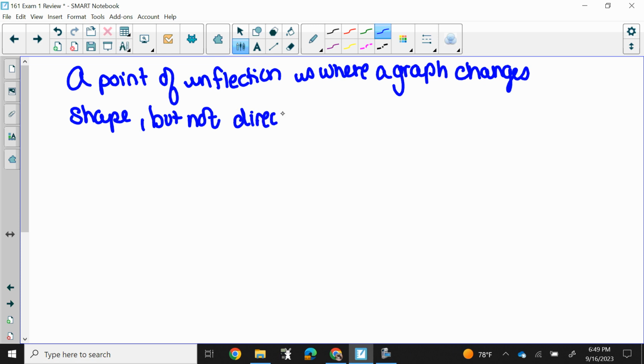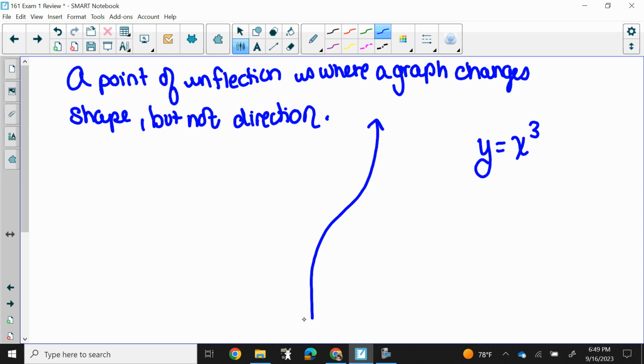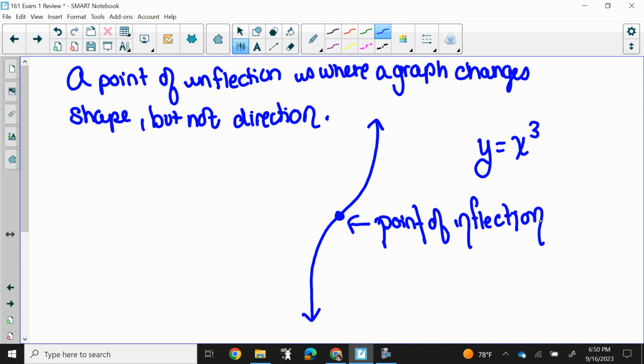Now, a perfect example of that is when you have y equals x cubed. When you go right to the origin of the graph, there's a point right here at 0, 0 where it still kind of changes shape. This is a perfect example of a point of inflection. Okay. All right.